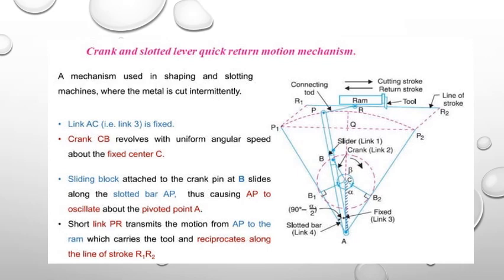The slotted bar is link 4, the fixed link is link 3, and the slider and crank are links 1 and 2. This connecting rod is used for the cutting stroke and return stroke to move the tool.